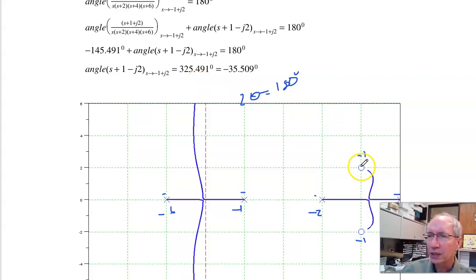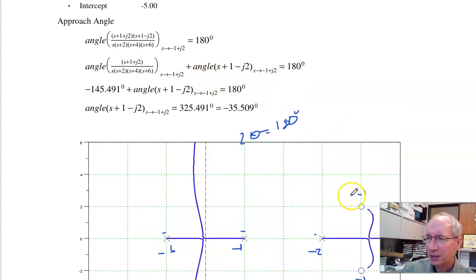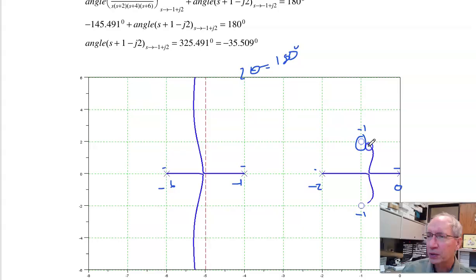The approach angle, the angles have to add up to 180. Analyze everything except this angle. It's got to add up to 180. Everything except that pole is minus 145 degrees. So this must contribute an extra minus 35 degrees. So I approach the zero at an angle of minus 35 degrees.